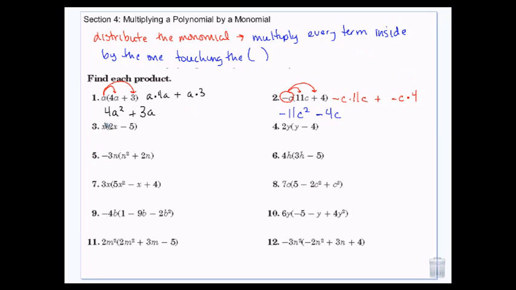Okay, so here I'm going to multiply an x. So I have x times 2x, x times negative 5. The 2 doesn't change. x times x is x squared. x times negative 5 gives me negative 5x. So that's with just the letter. If I have a number out front with the variable, 2y times y gives me 2y squared, and then 2y times negative 4, I multiply the y and the negative 4.